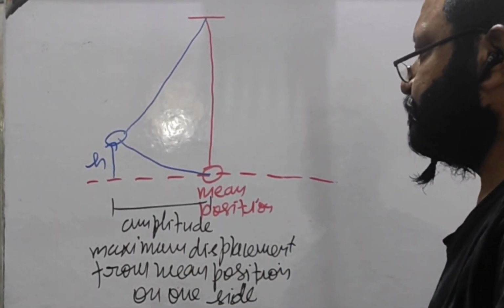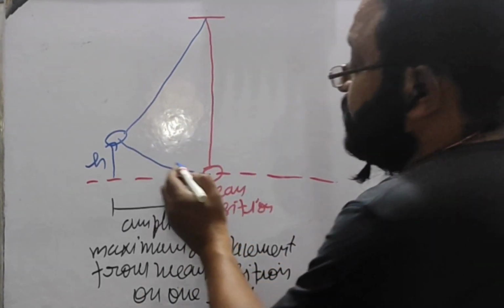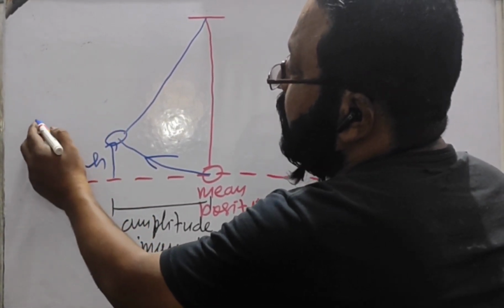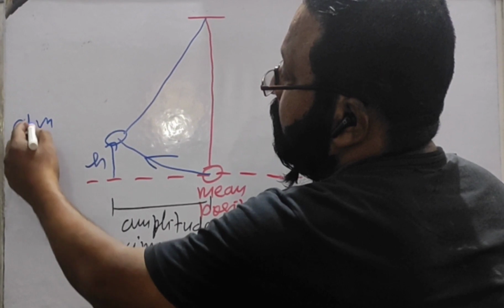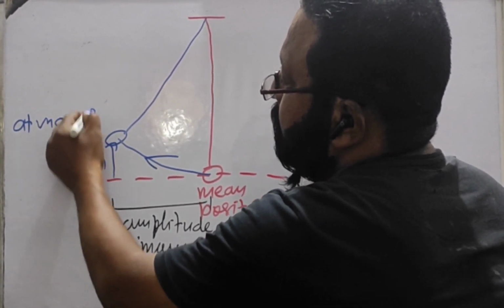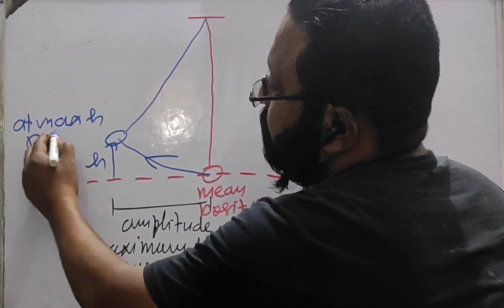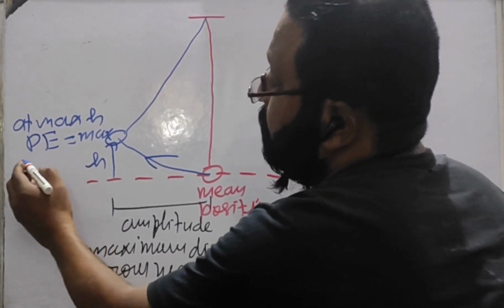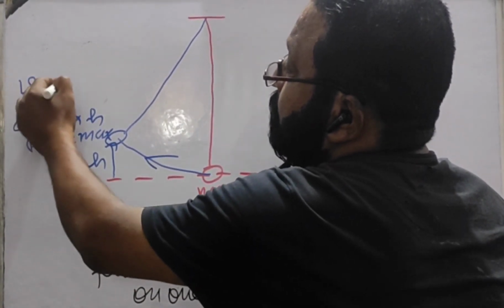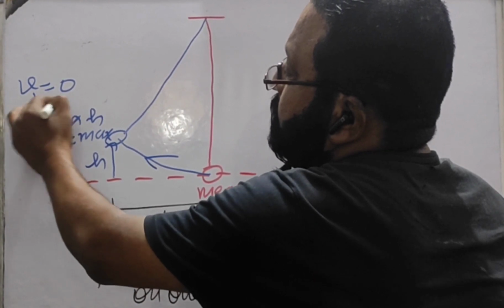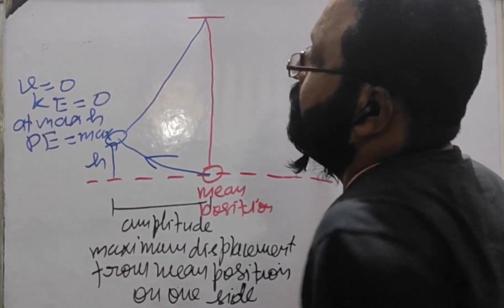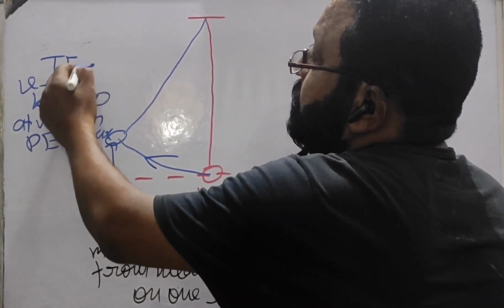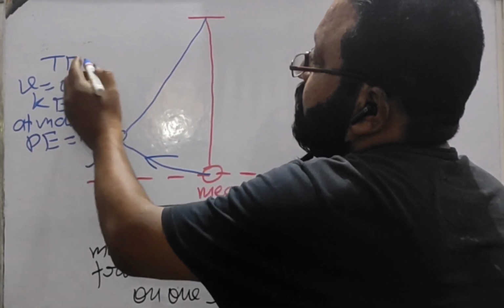Then it goes here, right? When it reaches here at maximum height, potential energy is maximum and velocity is zero. So kinetic energy is zero. So total energy is equal to mgh, right?